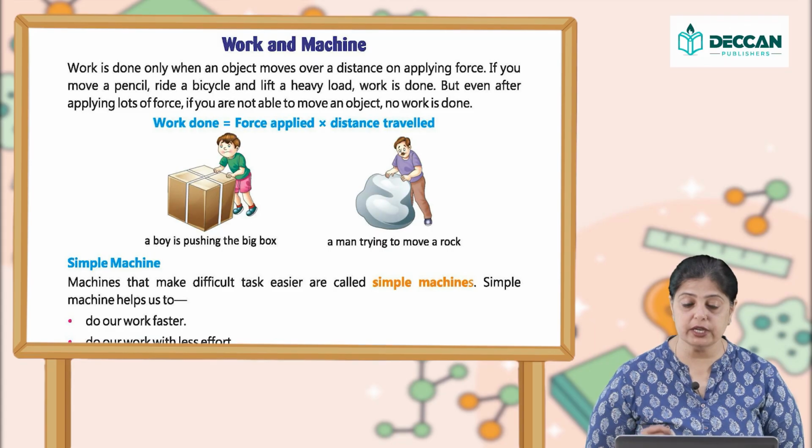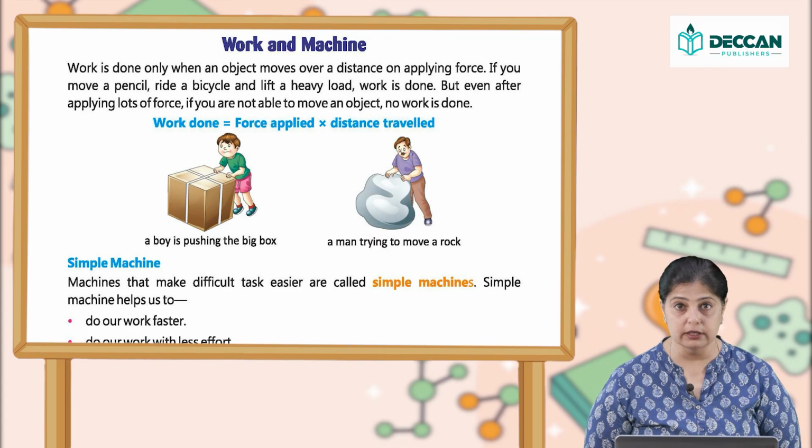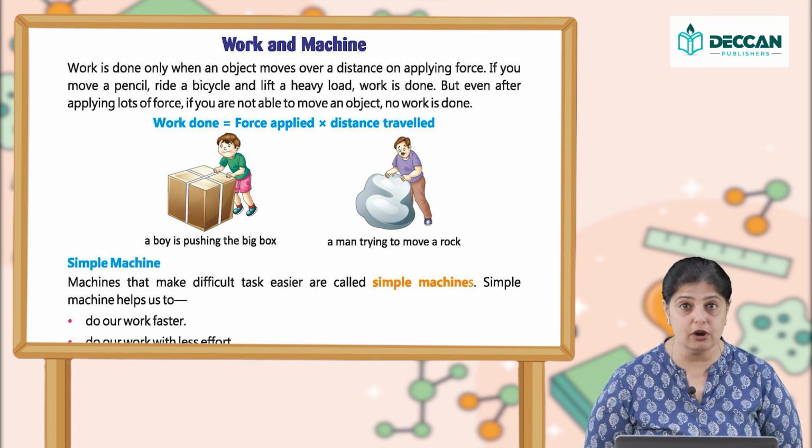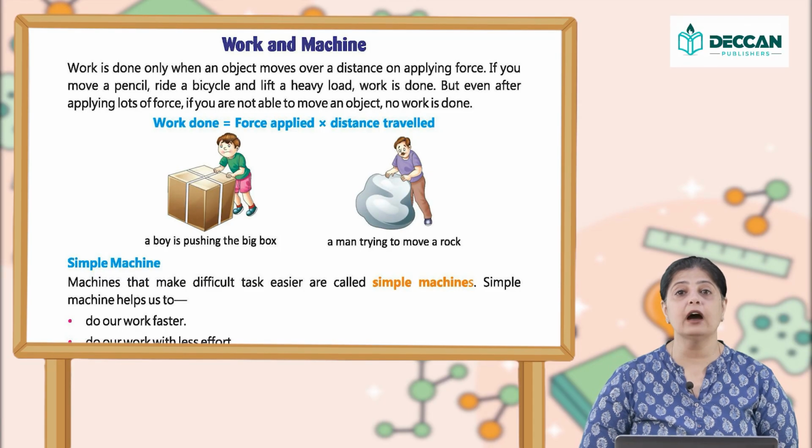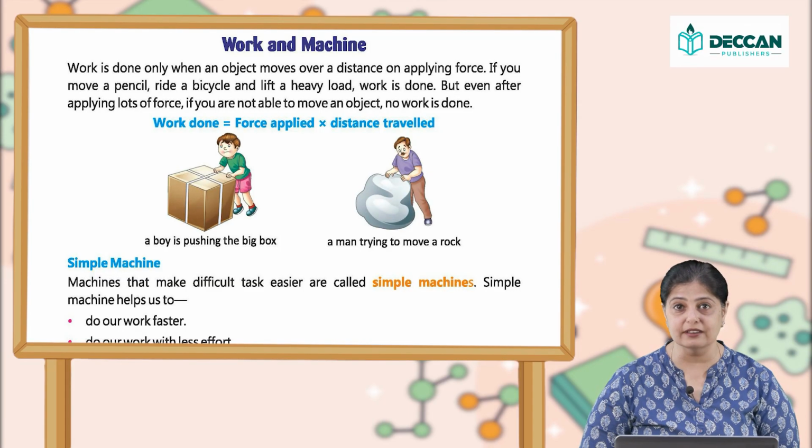A boy is pushing the big box. A man is trying to move a rock. That means if it moves, work is done. If it does not, work is not done. Now sometimes, in order to make our work easier and faster, what do we use?